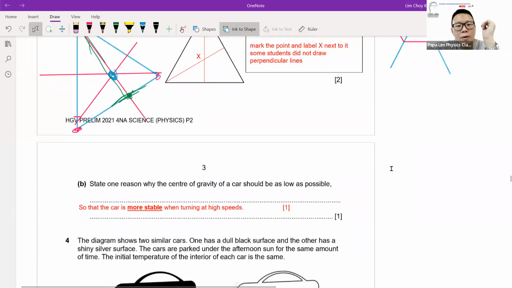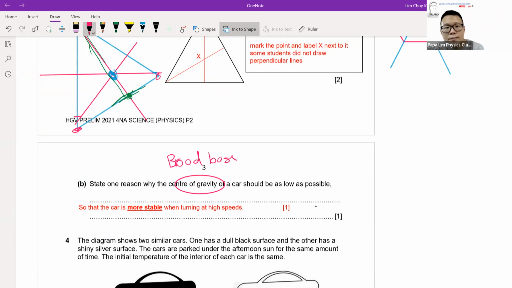Now, why should the CG of the car be as low as possible? It's a straightforward answer. Remember, why do we want the CG to be low? Why do we want the base to be broad? The only reason is that we want the object to be as stable as possible. The broader the base and the lower the CG, the more stable it is.